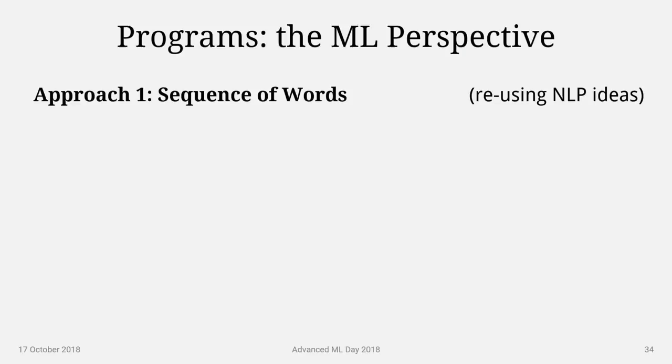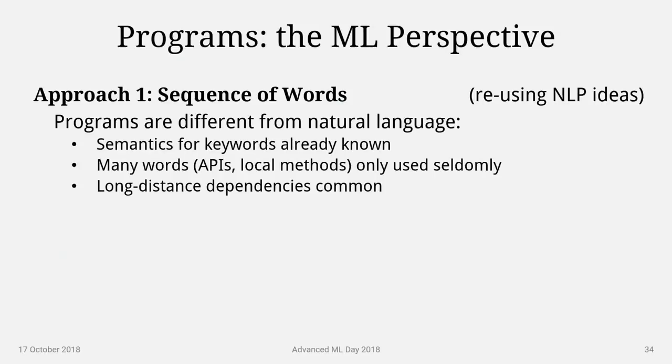And you're right. So it was the perspective of the machine learning community in the beginning to say, well, a program is just a sequence of words. We know how to deal with sequences of words. Let's try to apply the same ideas. And that kind of works, but has a few problems. Like, see, programs are very different from natural language. They have keywords, the semantics of which we know is well-defined, executable, but it's not known to the neural network.